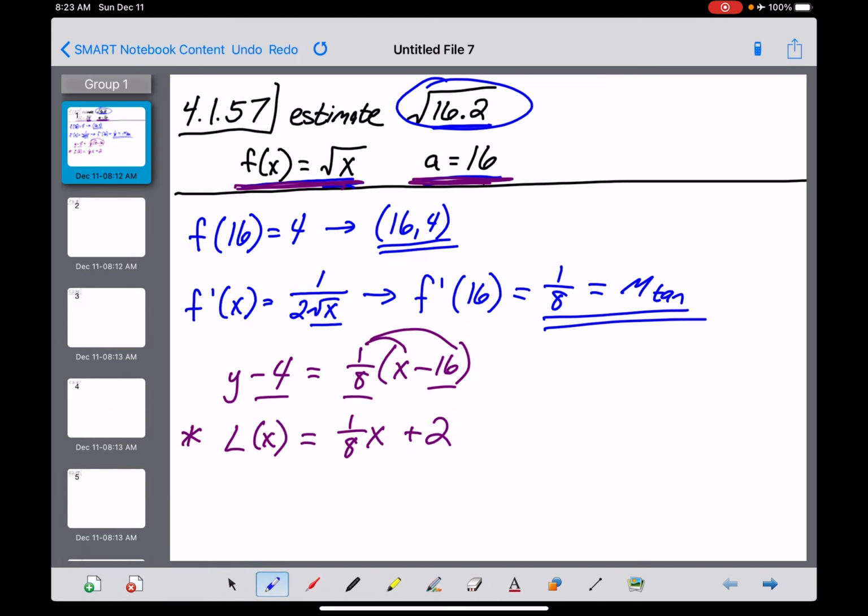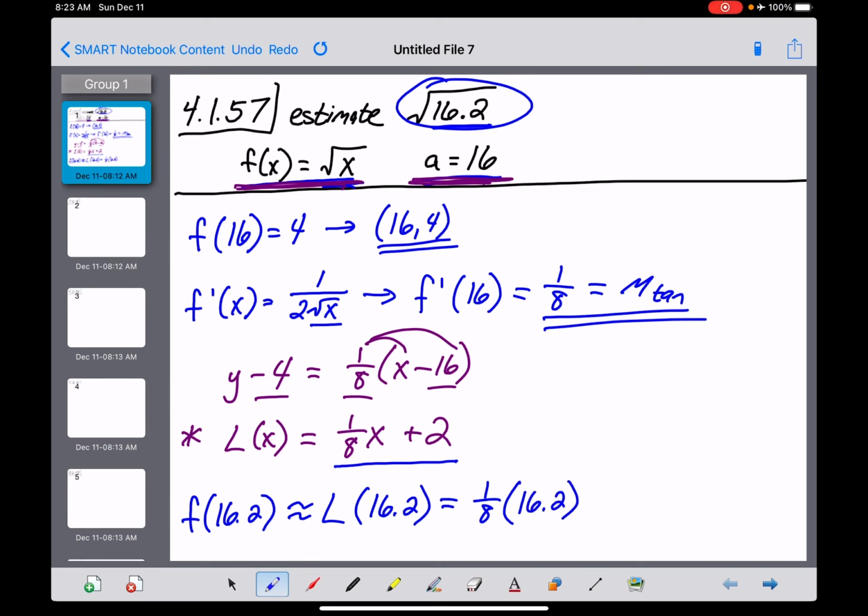And now the real fun part here, guys. We're trying to come up with an estimate of the square root of 16.2. So what that really is would be f of 16.2, which is approximately equal to or relatively close to L of 16.2. This is the whole point of linearization. So we're going to put that 16.2 into this function right here for x. So 1/8 times that decimal of 16.2 and a plus 2.